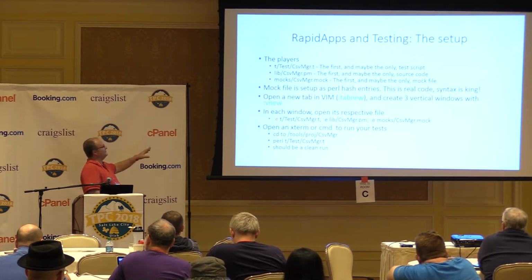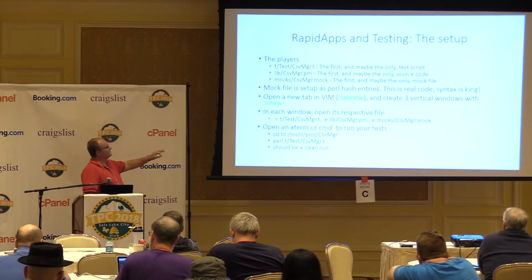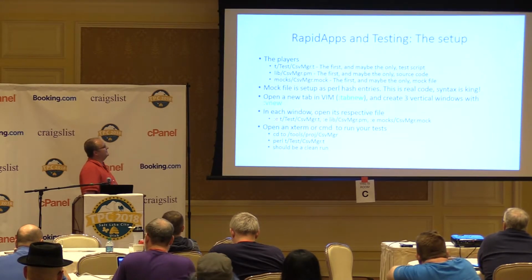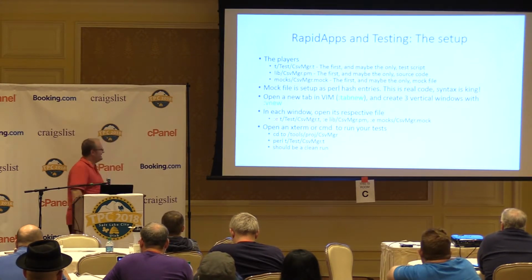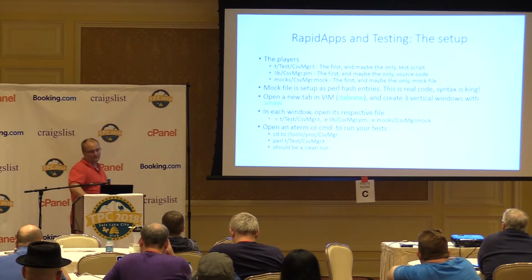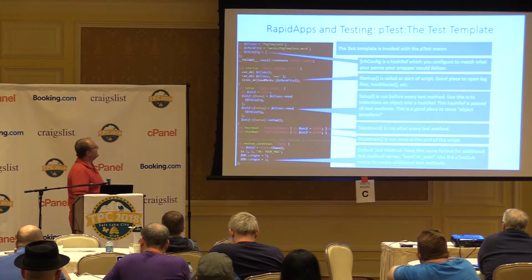You've got a boilerplate for your test script, you've got a boilerplate for your PM sitting under the lib directory, and of course for your mocks. And then I basically open up another window, xterm or command, depending on what your environment is, and do a dry run on it. Should be a clean run. There should be no errors.